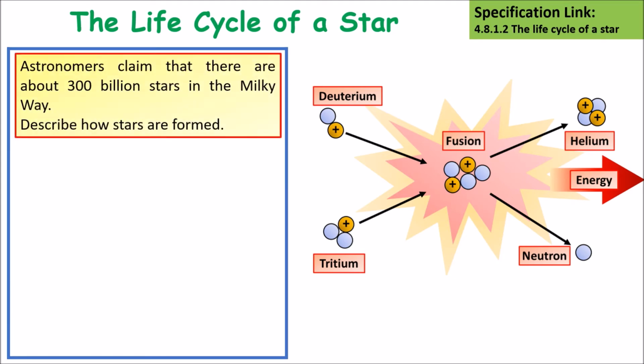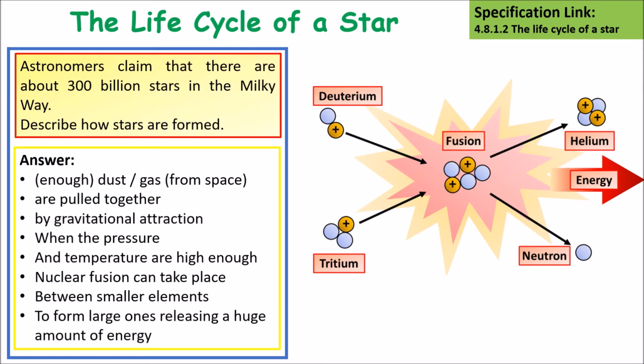Astronomers claim that there are about 300 billion stars in the Milky Way. So we're looking at describing how it was formed. Key things that we need to talk about is the fact that there needs to be enough gas or dust that are pulled together by gravitational attraction, and when the pressure and the temperature are high enough, nuclear fusion can take place between the smaller elements to form larger ones, releasing energy in the process.